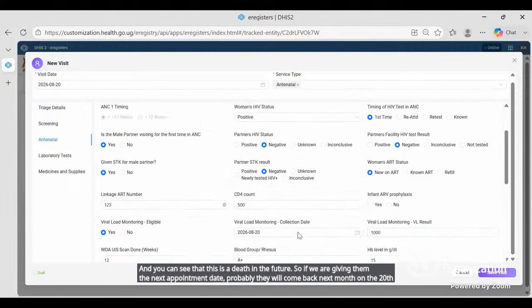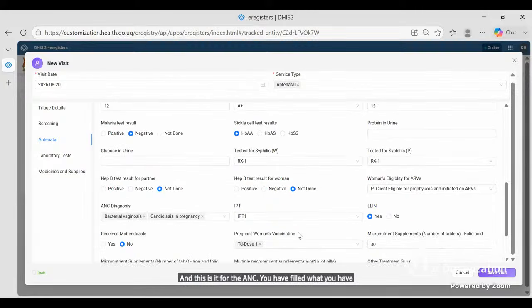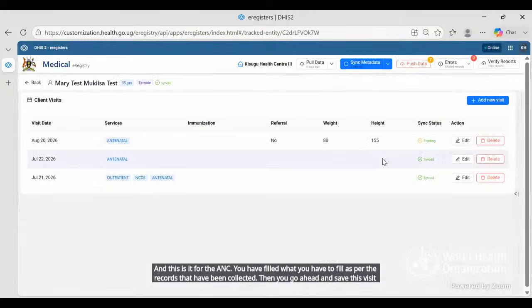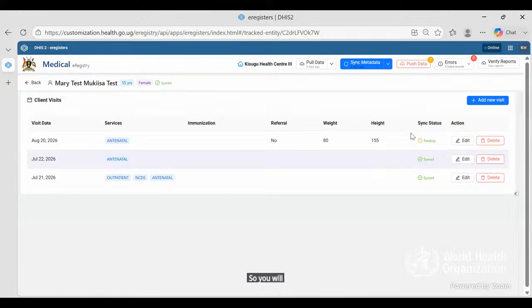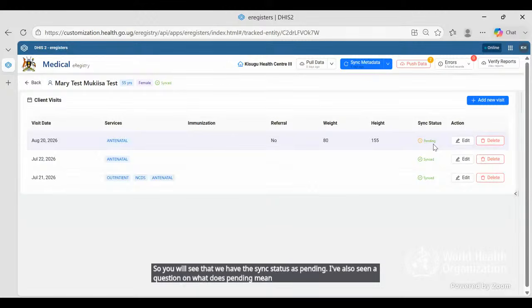And this is it for the ANC. You have filled what you have to fill as per the records that have been collected. Then you go ahead and save this visit. So you will see that we have the sync status as pending. I've also seen a question on what does pending mean in this particular aspect. So pending means we have saved this record. We have it stored on your device, which could be the computer, the tablet or the phone.